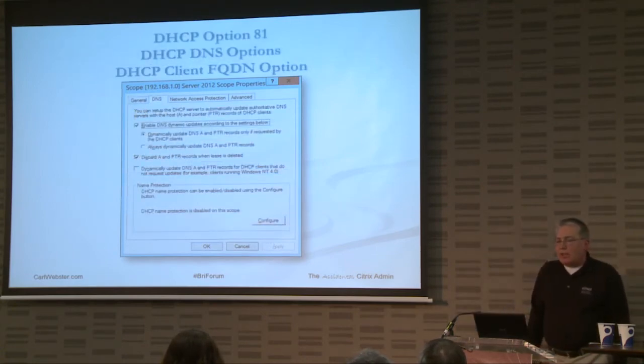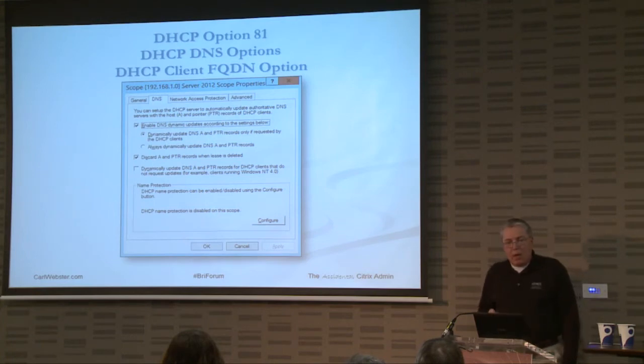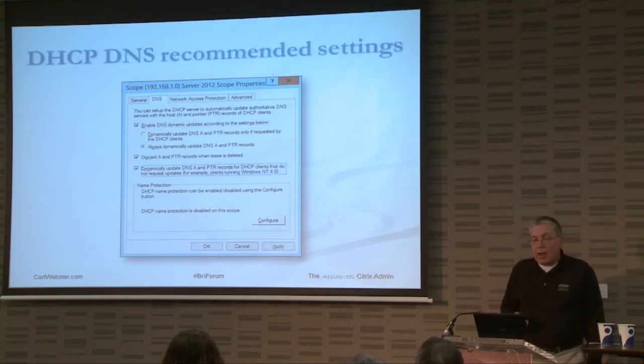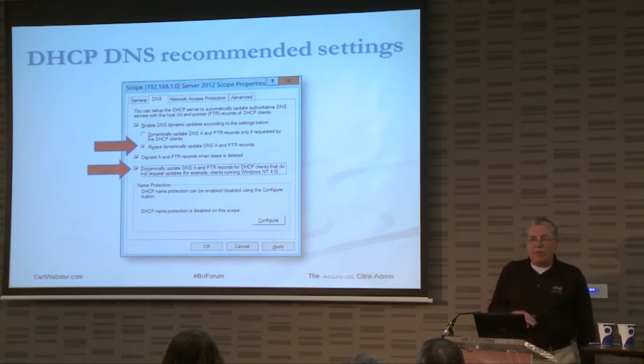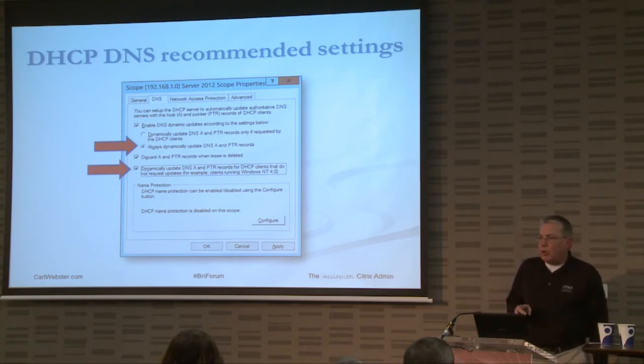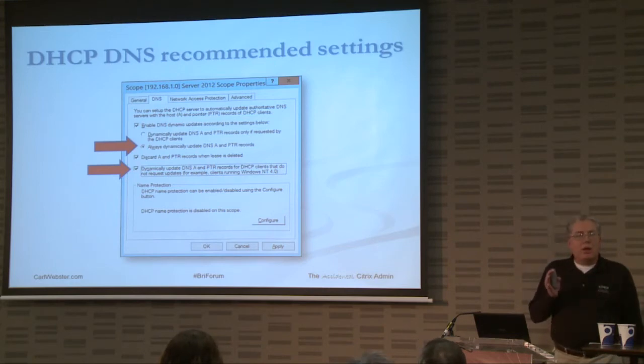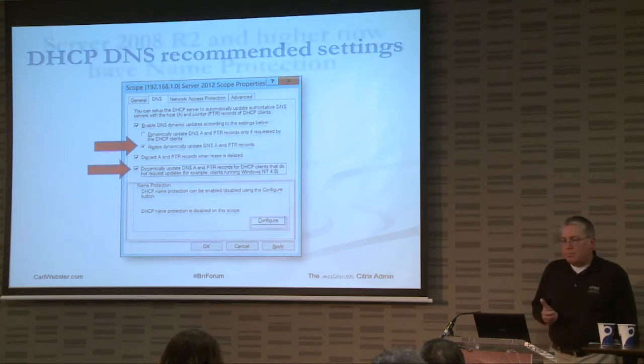Now you also have DHCP option 81, which I've also seen in Microsoft documents as the DHCP DNS options, and also called the DHCP client fully qualified domain name option. You want this set, and here are the recommended settings. You want it to always dynamically update, and you want it to dynamically update even for stuff that can't automatically dynamically update. And according to the Microsoft documents, this also means Mac OS X, Linux, and Unix boxes.